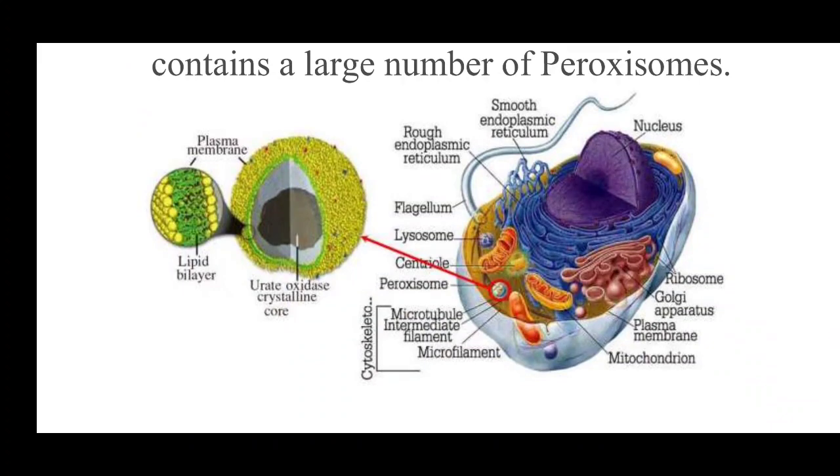This is the structure of a peroxisome. This is a structure of a cell which contains peroxisomes. On the left side you can see the structure of the peroxisome. It has a lipid bilayer. It has an oxidase crystalline core. Oxidase is an enzyme which helps in oxidation. So wherever you see the word ending in ASE as a suffix, you can tell that it is an enzyme. Oxidase, hydrolase, amylase, all these are enzymes which help in certain processes, like the process of digestion.